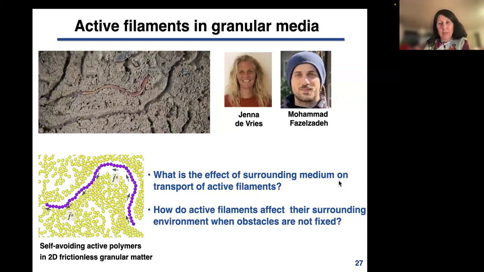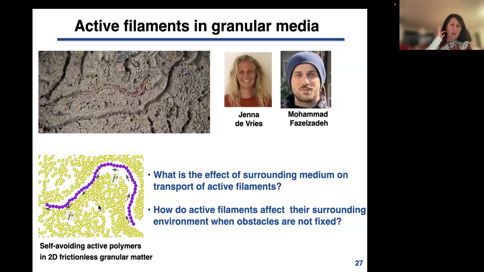in granular media. Again, this work was initiated by a bachelor student, Jena, who did a short internship project in our group. It was so interesting that my PhD student, Mohammed, who is graduating, continued it. We wanted to have a simple setting to mimic the granular media, so we considered a dense array of obstacles, this time the same size as the monomers.